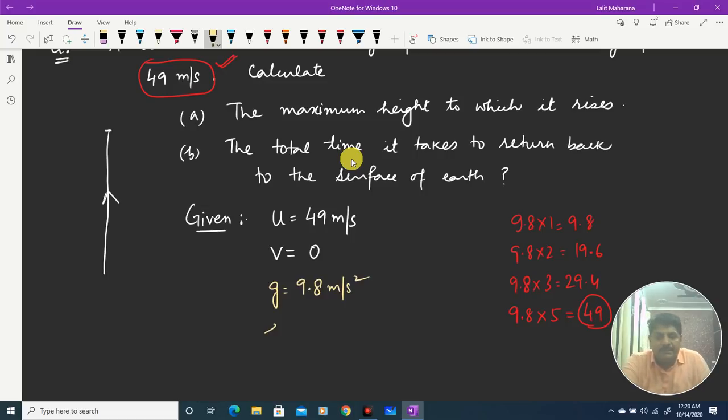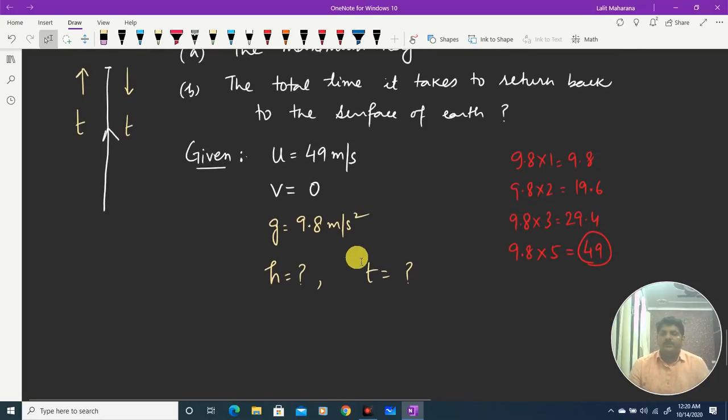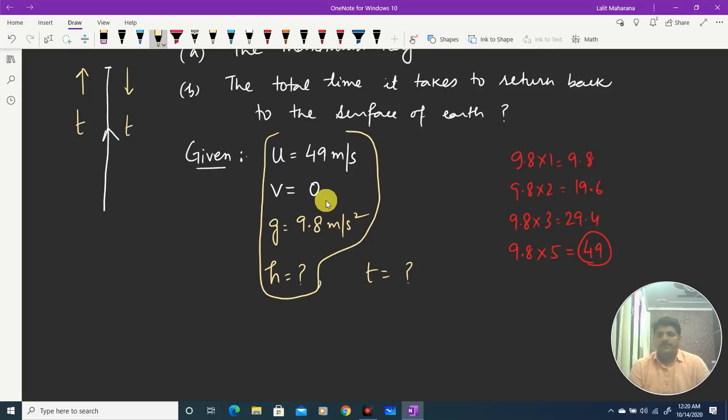We need to find out the maximum height it goes, and the total time means if we find out the time to move up, we can multiply this same into 2. This would also be time t. So let us find out first h, and then we have to find t. After we find out t, we can multiply it with 2 to get the total time taken. So u, v, g and h. So we can use v square u square 2gh in this case. If you use these values, we have been given u, v, g, so we can find t also by using equation number 1. T is equal to v minus u by g.